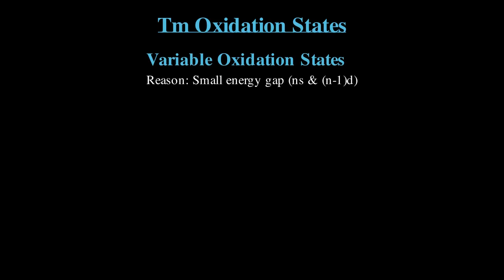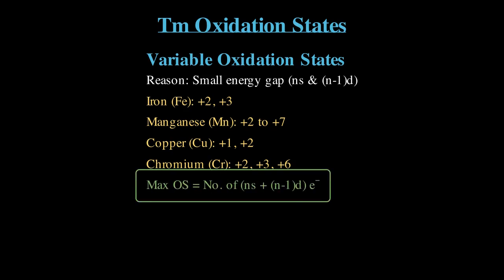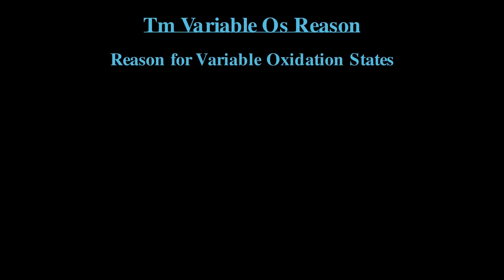Let's look at some common examples. Iron, or Fe, very commonly shows +2 and +3 states. Manganese, Mn, is the champion here, showing a huge range of states from +2 all the way up to +7. Copper, or Cu, typically exists in +1 and +2 states. And chromium, Cr, shows important states like +2, +3, and +6. A good rule of thumb is that the maximum oxidation state possible is the sum of the 4s and 3d electrons.